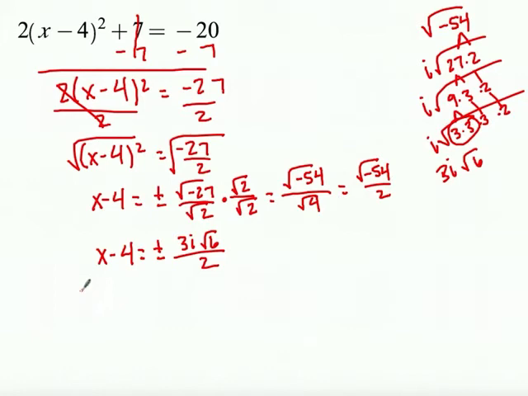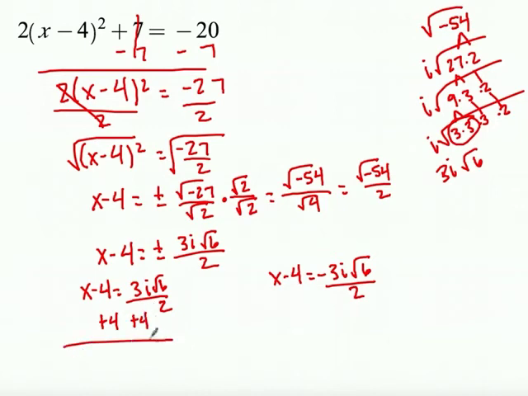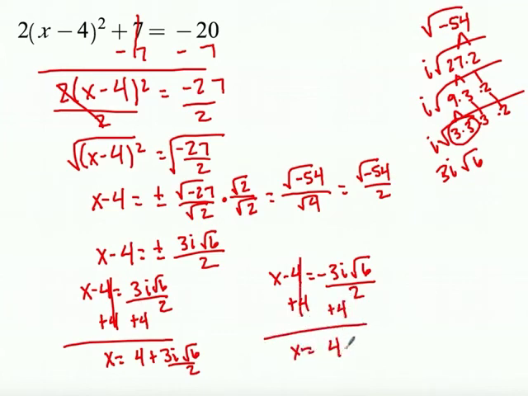That plus or minus means break it up. So x minus 4 equals 3i square root of 6 over 2, and x minus 4 equals negative 3i square root of 6 over 2. Then I'm going to add 4 to both sides here. That's going to turn into x equals 4 plus 3i square root of 6 over 2. I'm going to add 4 here, and that's going to turn into x equals 4 minus 3i square root of 6 over 2.